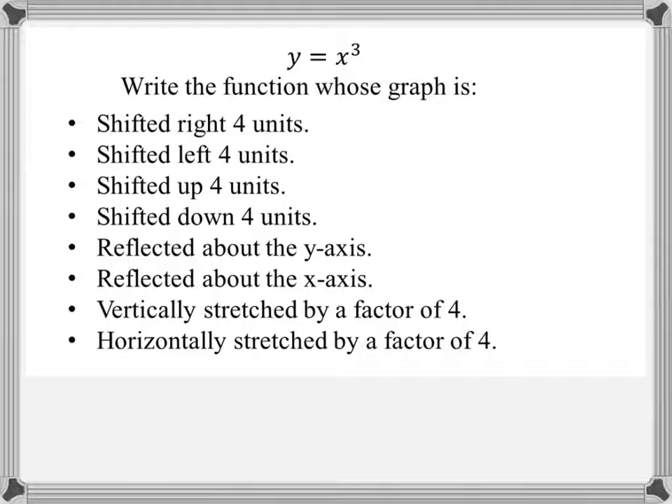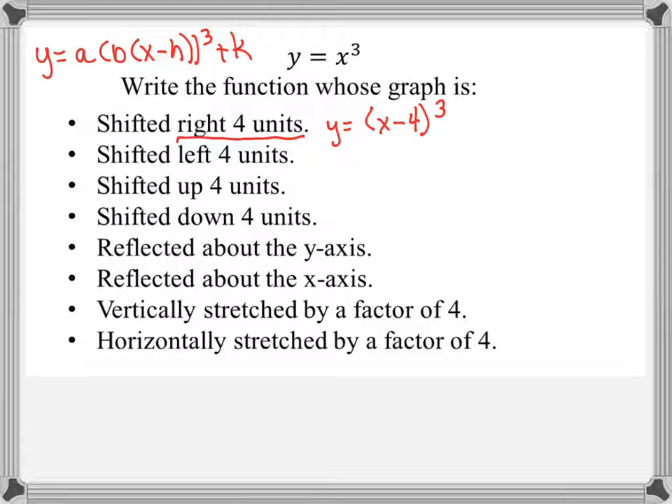Before we do that, let's remember that the basic transformation equation looks like this. y equals a times the quantity b times the quantity x minus h, that's all cubed, plus k. So that is the transformations involved in the cubic function. So shifting right 4 units, that means my h is 4, and that equation would look like this. y equals x minus 4 quantity cubed.